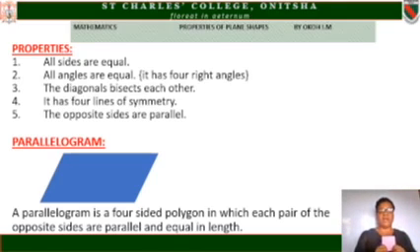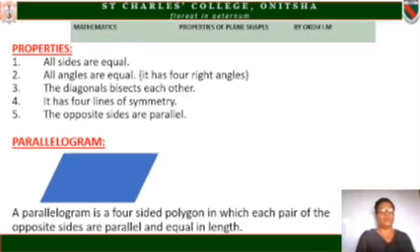Then number 5, the opposite sides are parallel. This side is parallel to this side, and this side is parallel to this side. Then we have the 6th one, which says that the total sum of the angles is 360 degrees. All quadrilaterals, like this square, rectangle, and the other 4-sided polygons, have the sum of their angles equal to 360 degrees. So this one is for square.